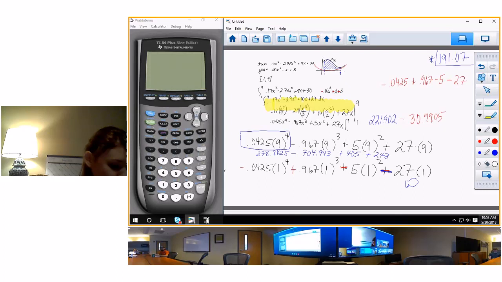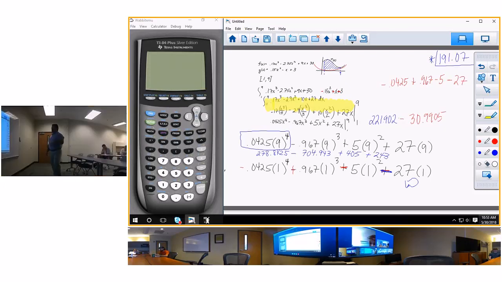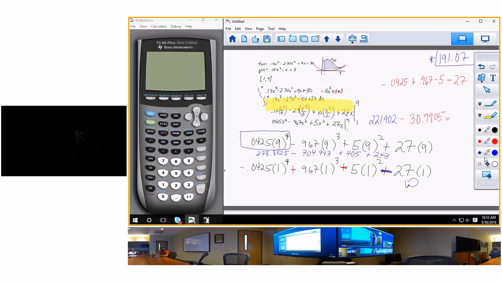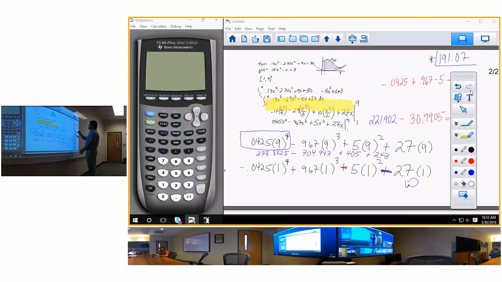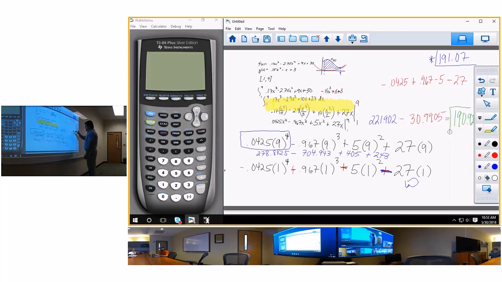$190.9115. That's good enough. There's some rounding, but that's not a problem. So I would take that if you put it on the test. Somebody give me that one number again. 190 what? 190.9115. 92. Yeah. There we go.